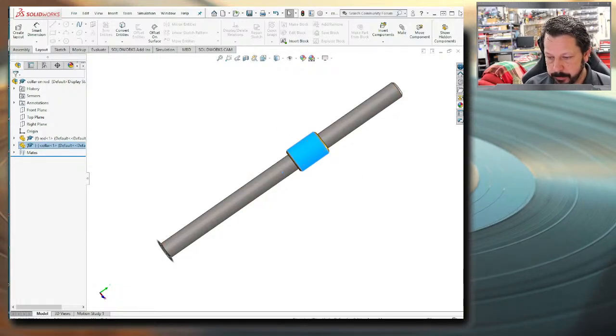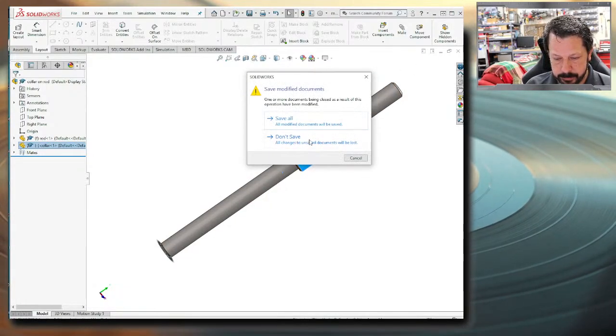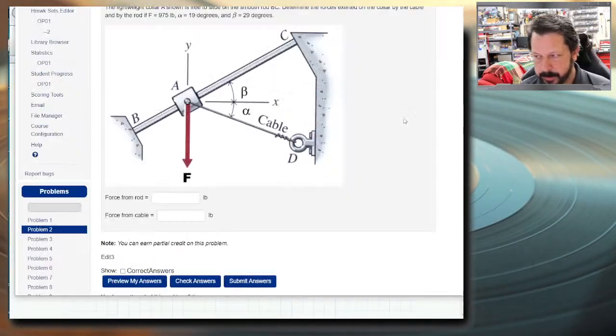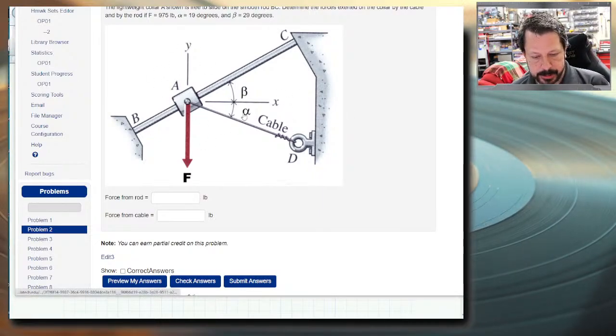So I'm going to close this down so we can save those. Rebuild and save, that's fine. All right, so this is the problem we're solving. We've got a couple of angles, alpha, beta.